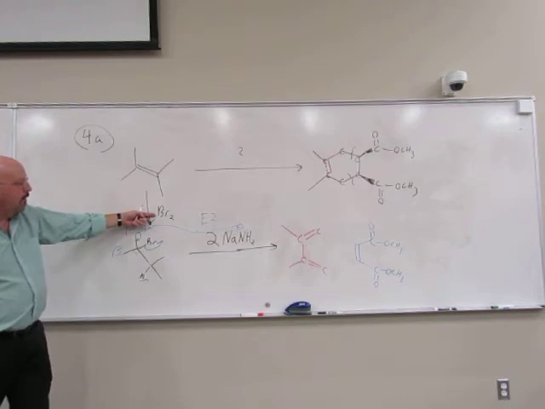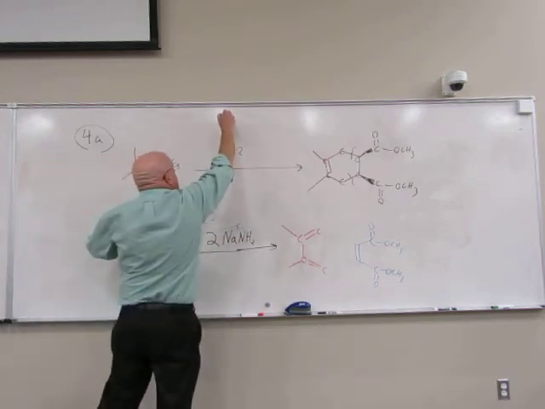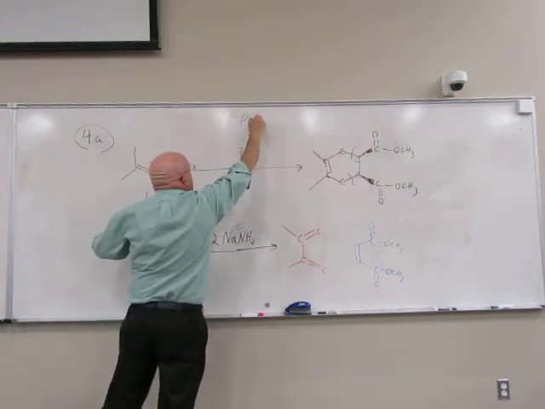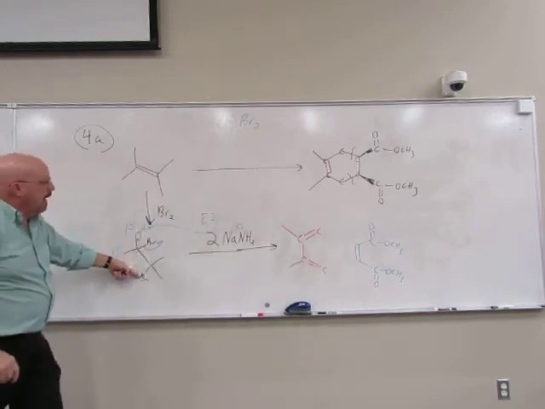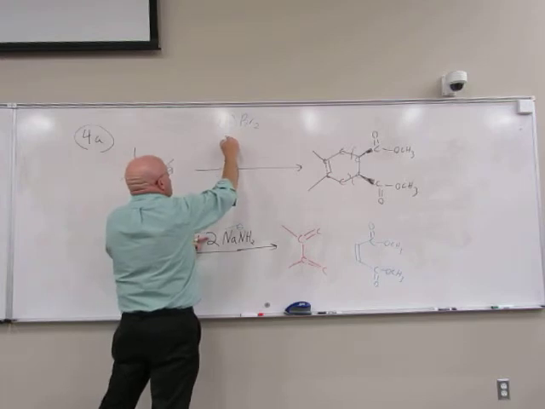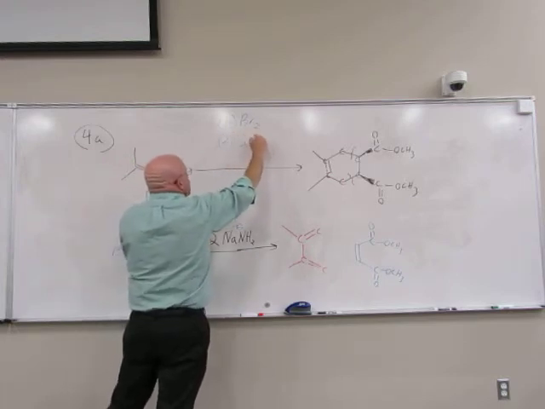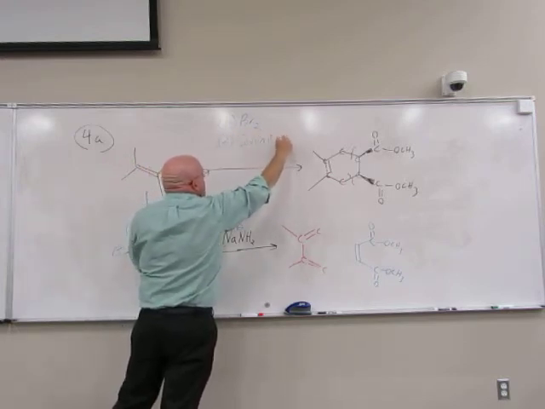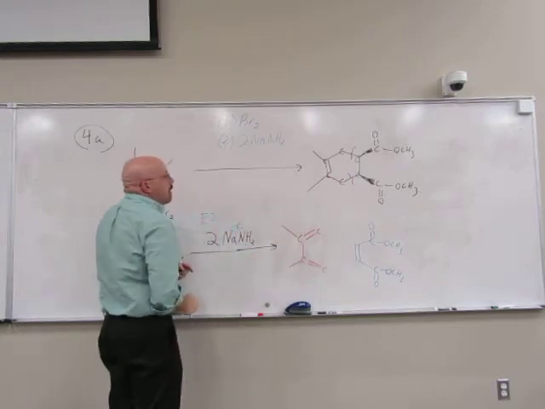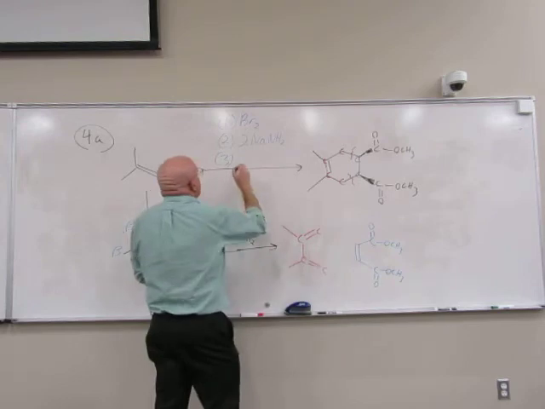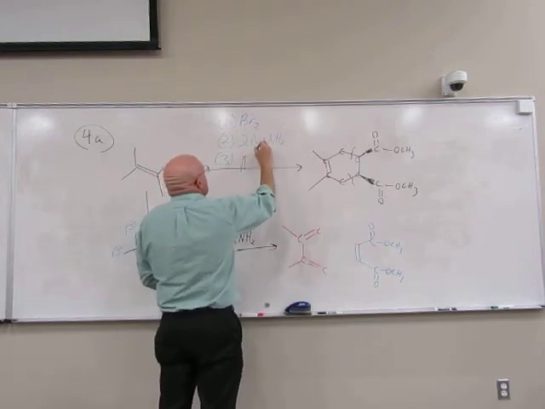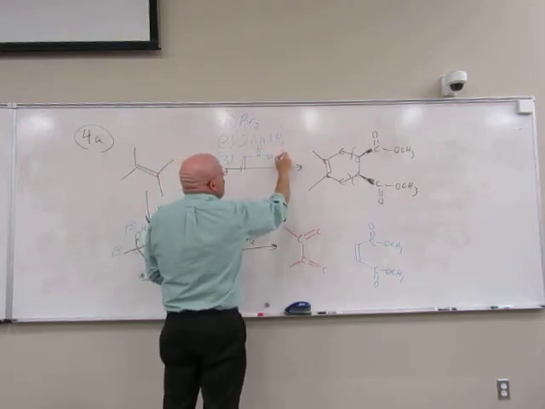First step, we're going to add in bromine to add across the double bond to give us the dihalide. Then we use 2 equivalents of a strong base to give me the diene. And then third step, I'm going to react with this dienophile, and that will give me the product.